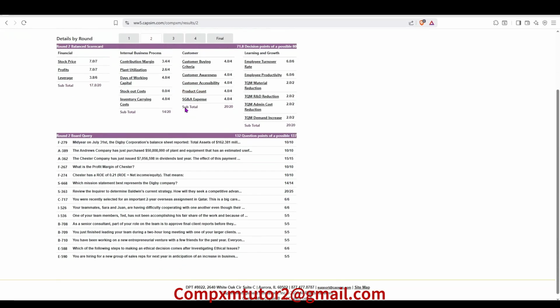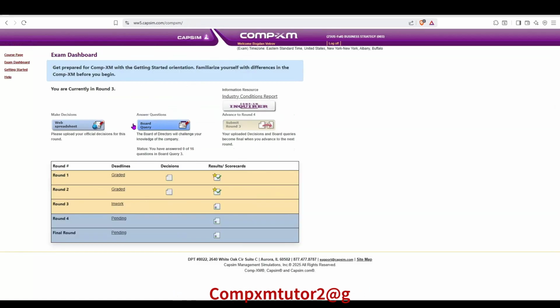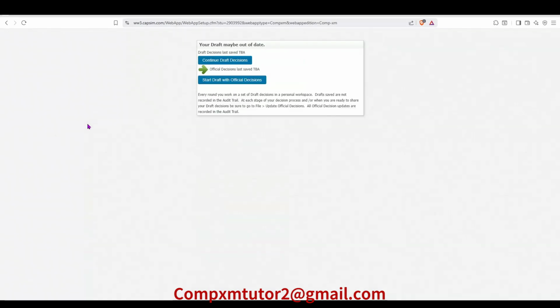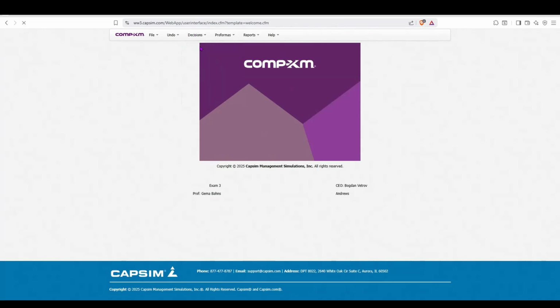That's it. We can now go to the exam dashboard so that we can do round three together for the decision scores, and also see if we can do the board queries, which are the questions. I'll log in to the web spreadsheet. That's now round three, and continue the draft. I don't think I have a draft, so R&D.